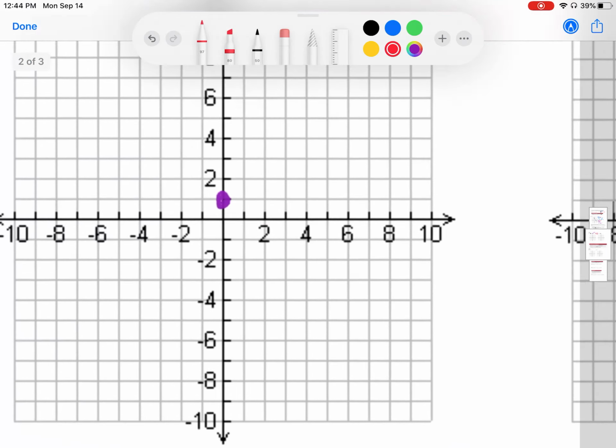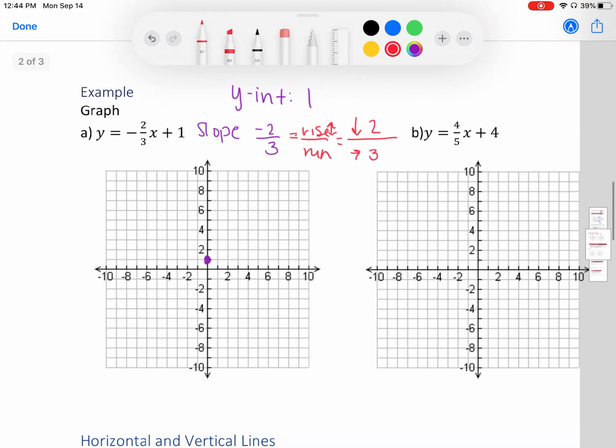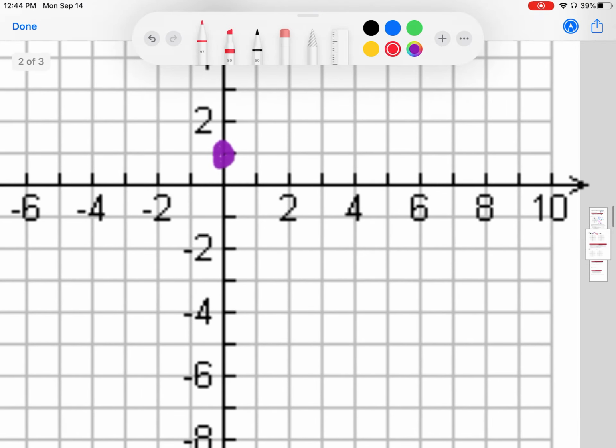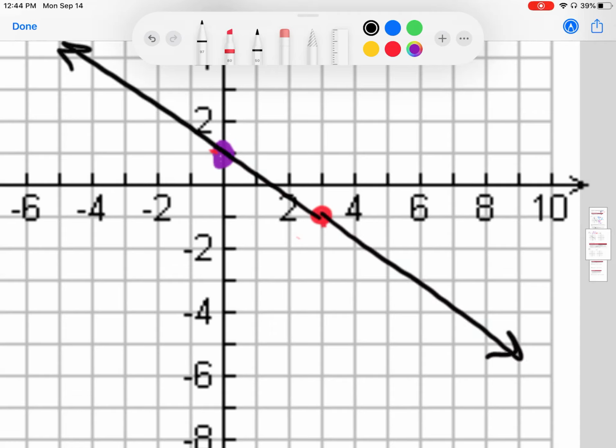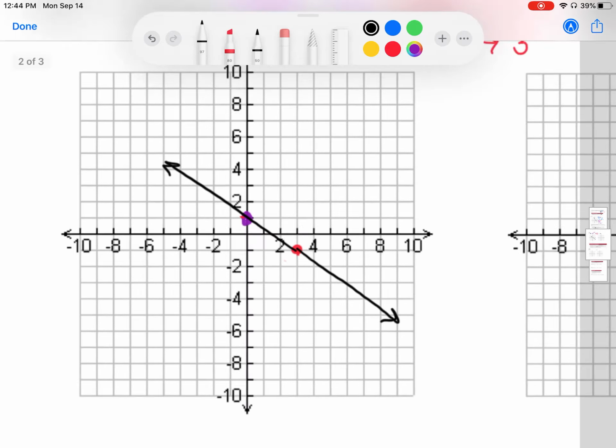All right, so I'm going to zoom in a lot. So here's my point. My slope says go down 2, right 3. I'm going to go down 2, 1, 2, and then to the right 3. 1, 2, 3. So here is my next point. Now I have 2 points to create a line. Let me erase my little notes. And now I can go ahead and graph my line. There we go. We used your y-intercept and your slope.